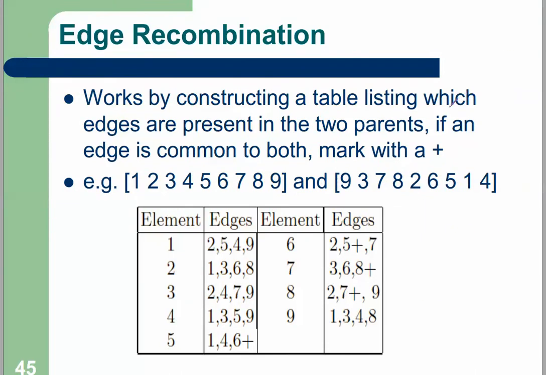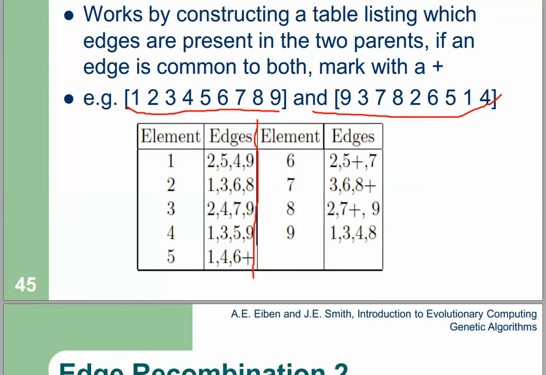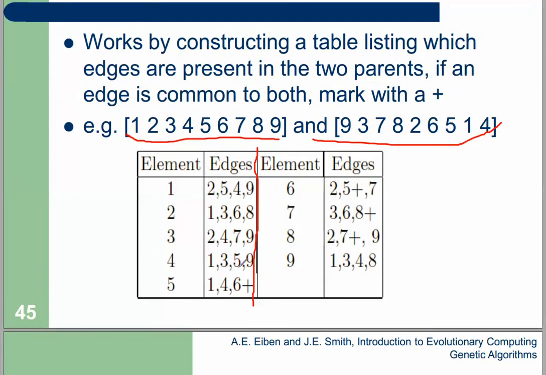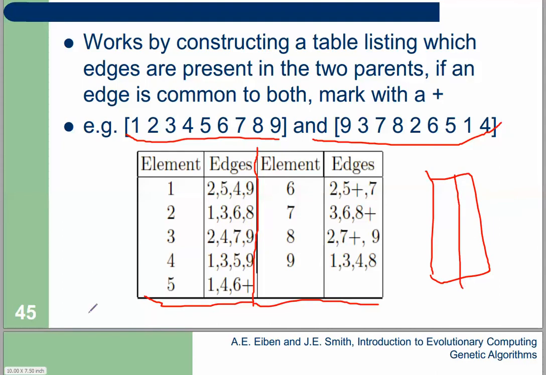The last permutation crossover is named edge crossover, or edge recombination. If we have two parents, for example these two parents selected by parent selection, first of all we have a table. This table has two parts, but because it is a long table, we separate it into parts.